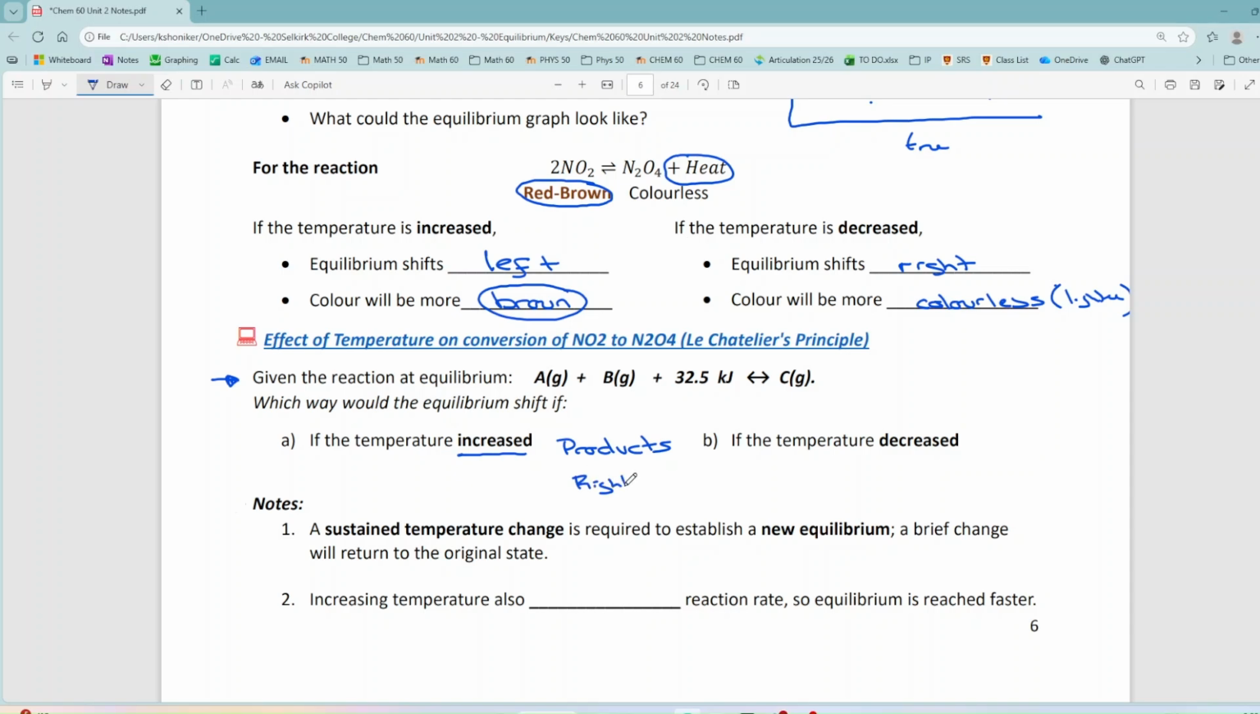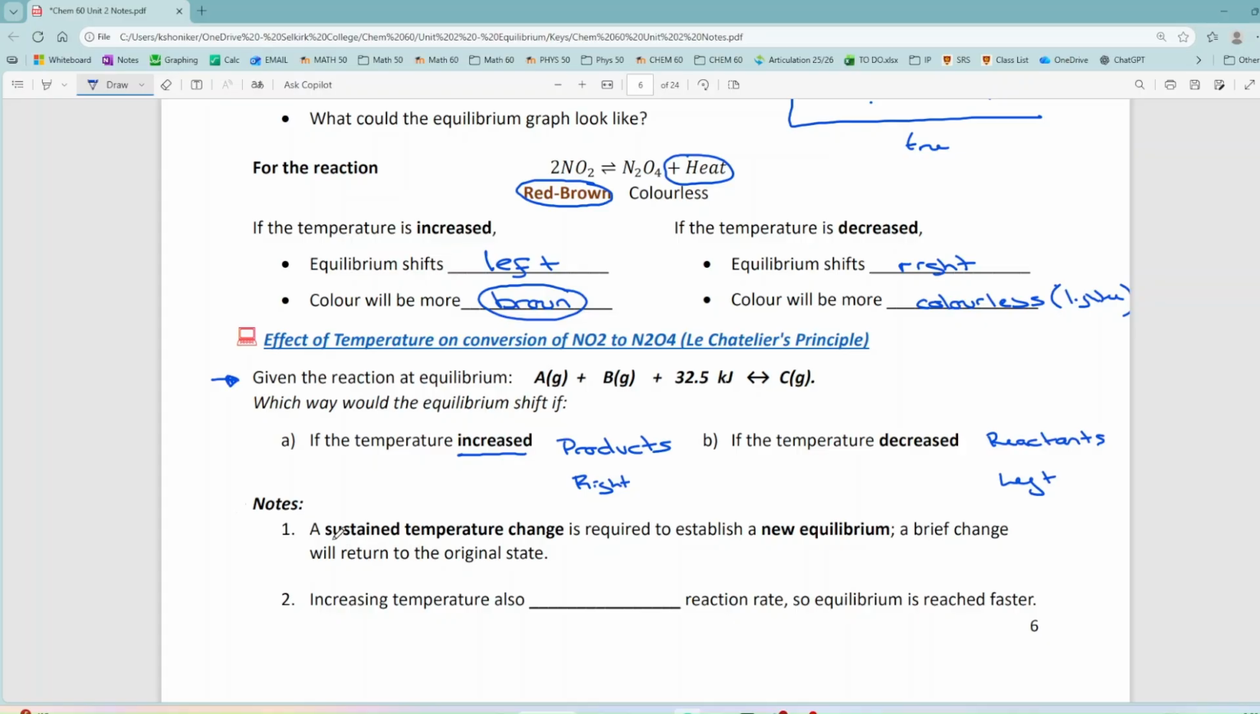So there's a couple ways that these can be worded, right? So they could say which way would the equilibrium shift or which side would be favored. If the temperature was decreased, you'd want to go towards the reactants. The reactants would be favored, which is a shift to the left. Just a couple notes before we leave temperature.